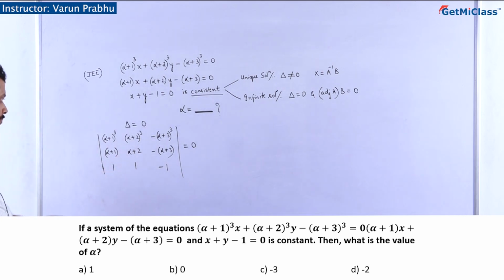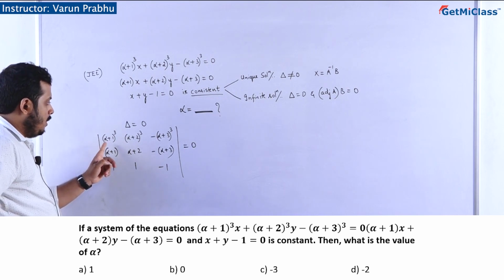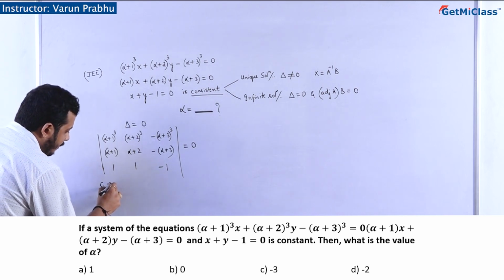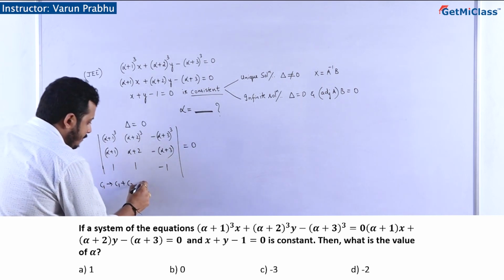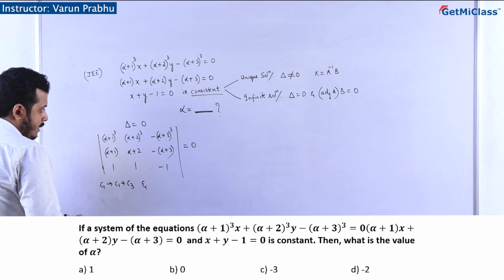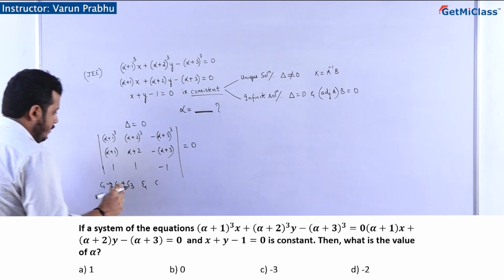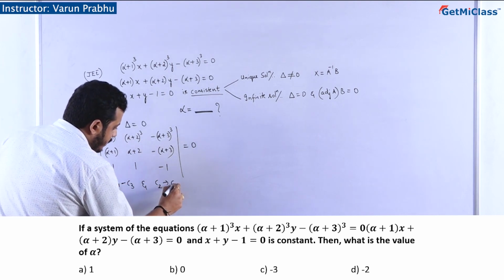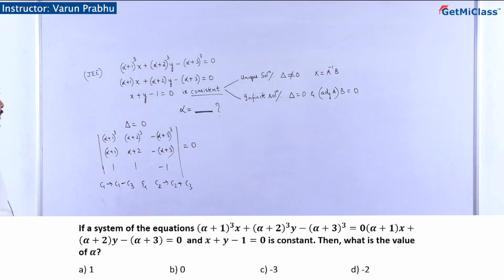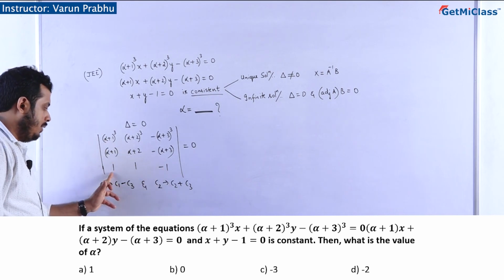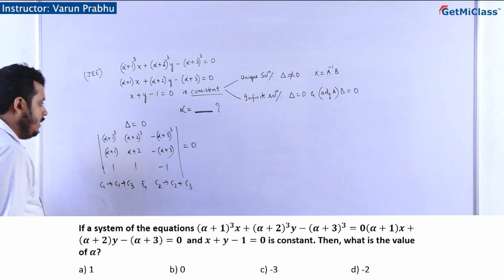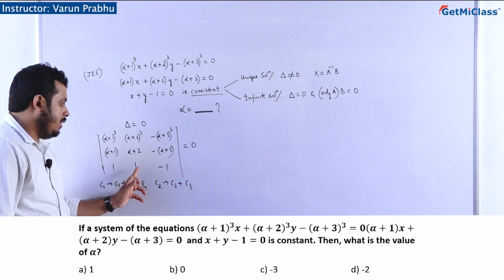So what will we do? We'll do C1 goes to C1 plus C3, and C2 goes to C2 plus C3. So this value will become equal to 0. C1 plus C3 only, and here also C2 plus C3.